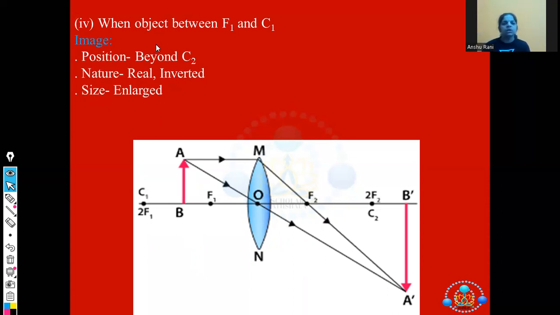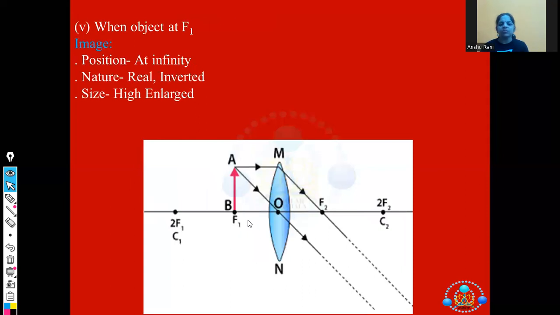This is when the object is between F1 and C1. The first ray comes parallel to the principal axis. It is bending and passing through focus. The second ray is passing through optical center. It will pass through it as such without showing any kind of deviation. So this is the image formed. This is larger in size, an enlarged image, and it is real and inverted.